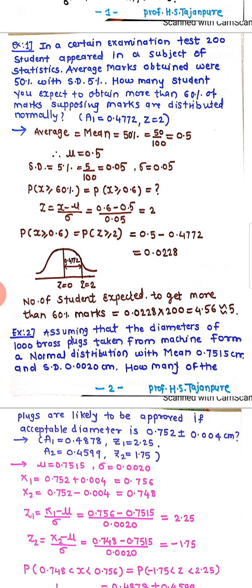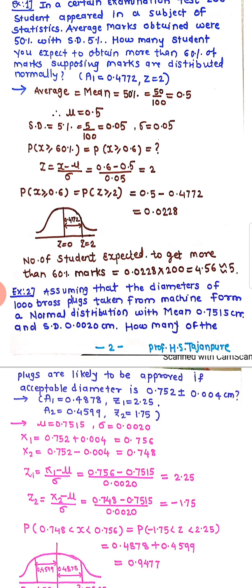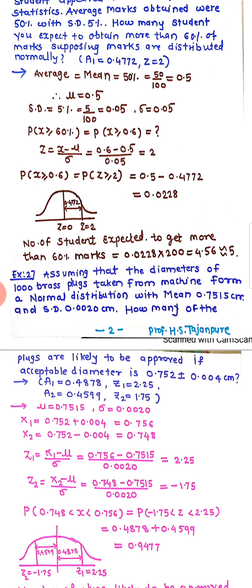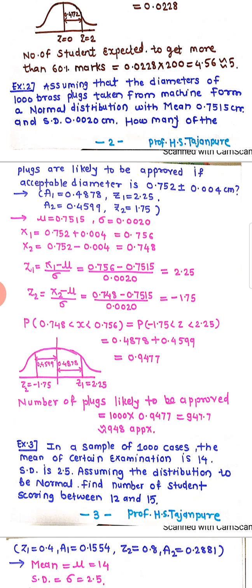And therefore this is a probability, and now we have to calculate the number of students. The number of students expected to get more than 60% marks is 0.0228 into 200, which equals 4.56, that is, about 5. So 5 students are expected to get more than 60% of marks. So this is the first example. Now let us move toward example number 2.